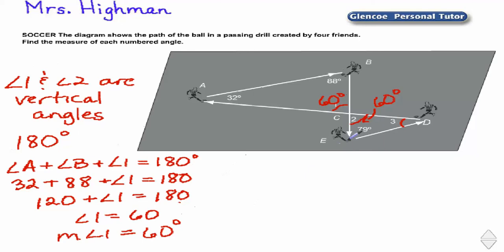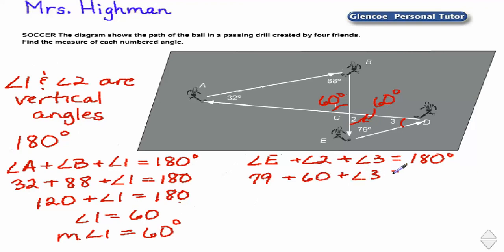So that means that we have angle E here plus angle 2 plus angle 3, and that total should be 180 degrees. So angle E is 79 degrees, and angle 2 we found is 60 degrees, and we're trying to find angle 3.